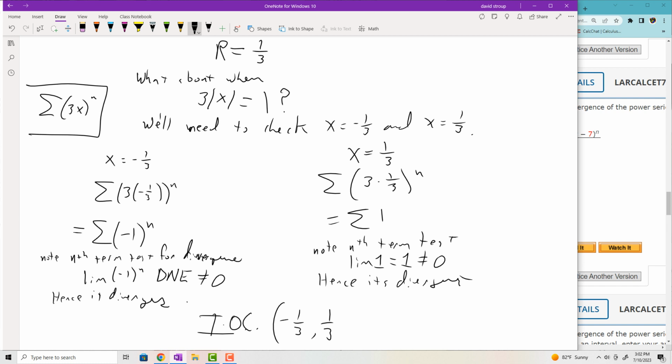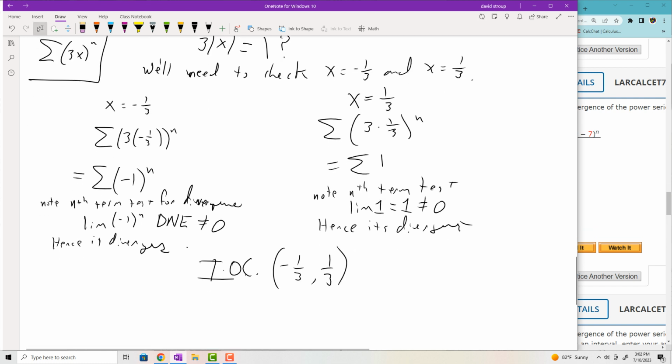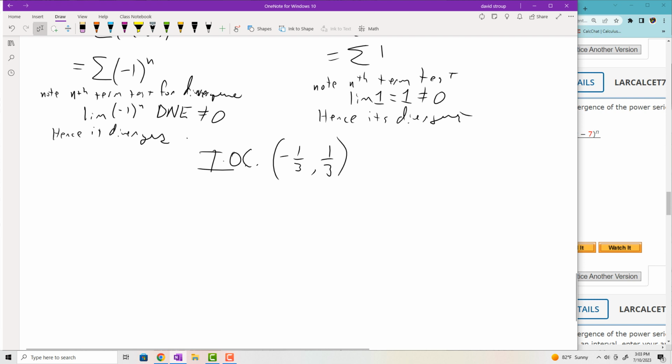There's no real pattern to the divergence and convergence. So if one side is convergent, it's not necessarily going to imply that the other side is convergent. So unfortunately, you won't be able to pull that kind of trick.